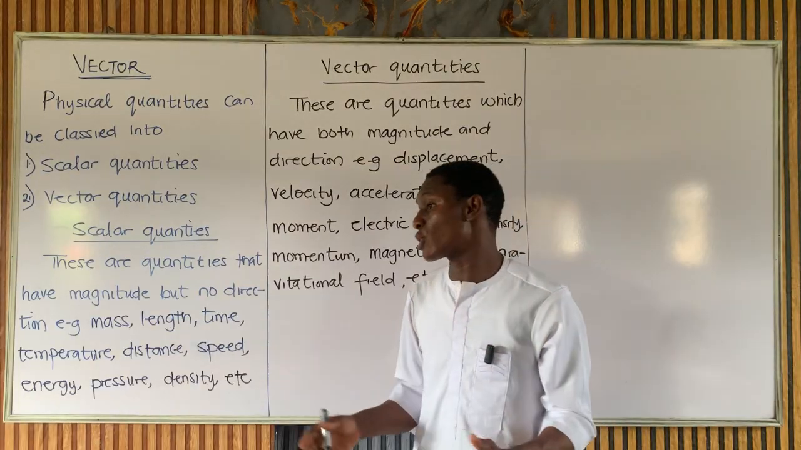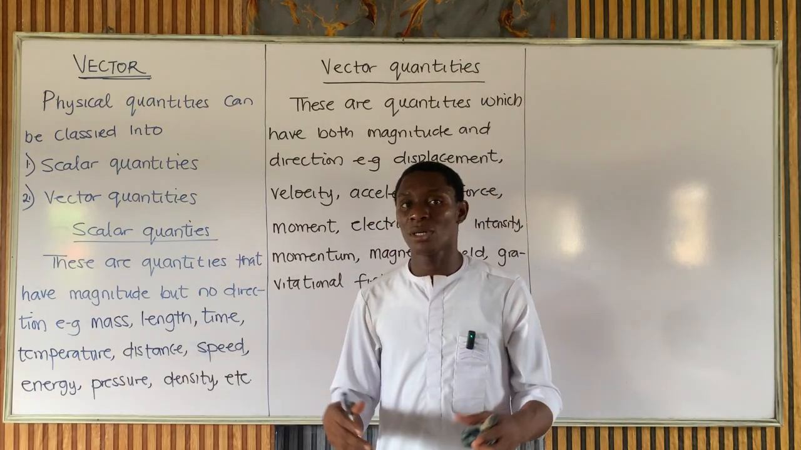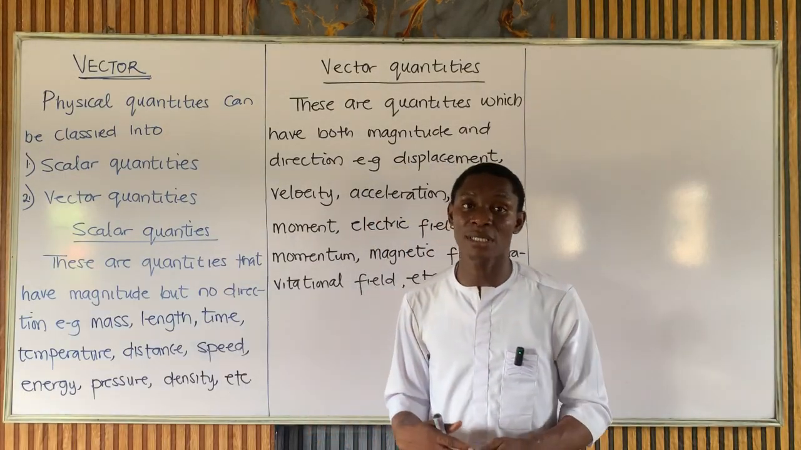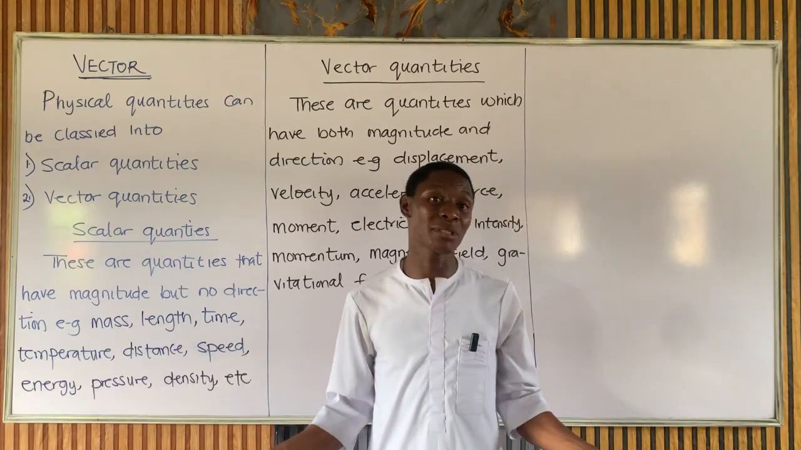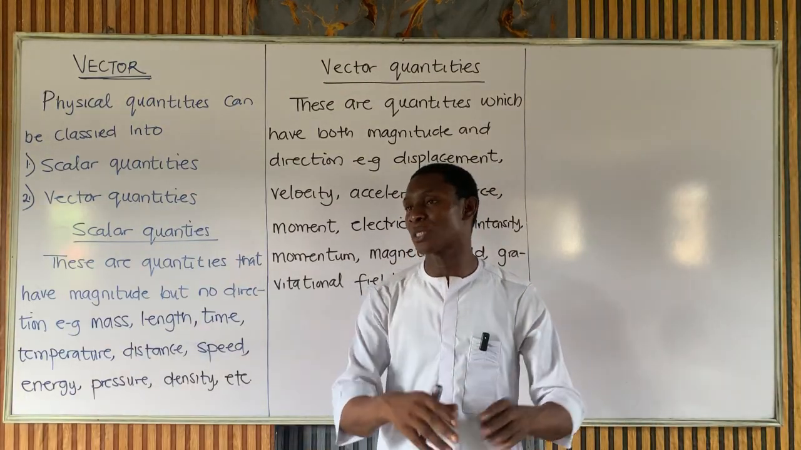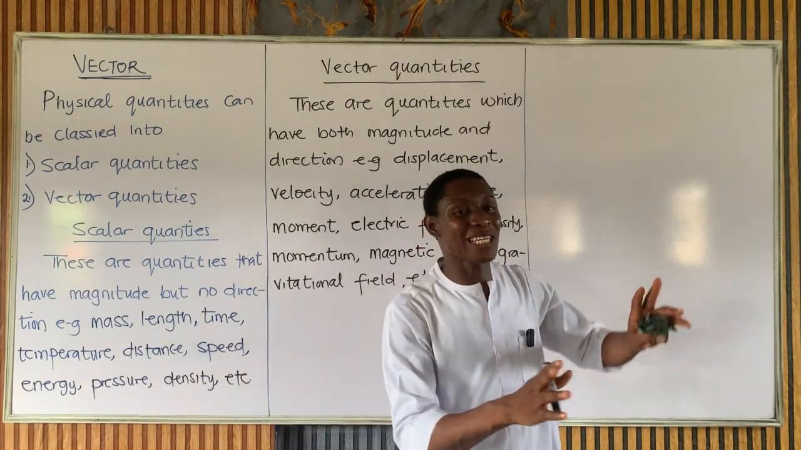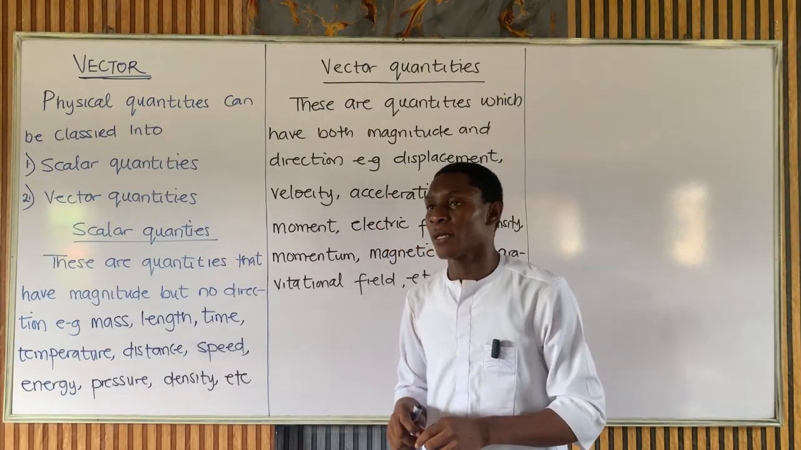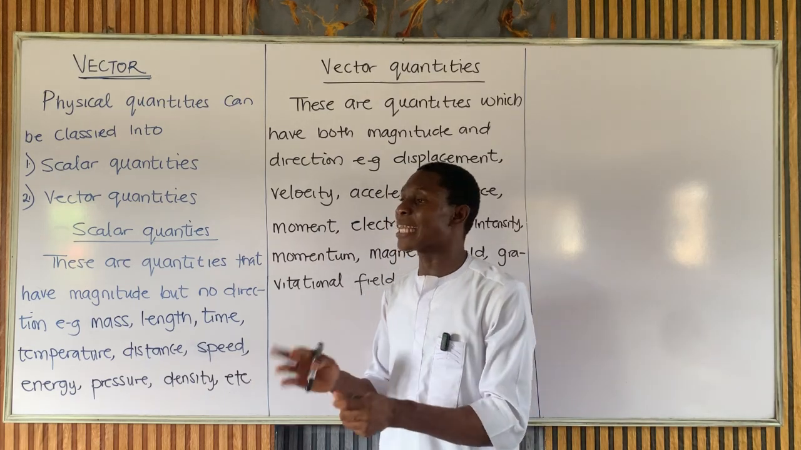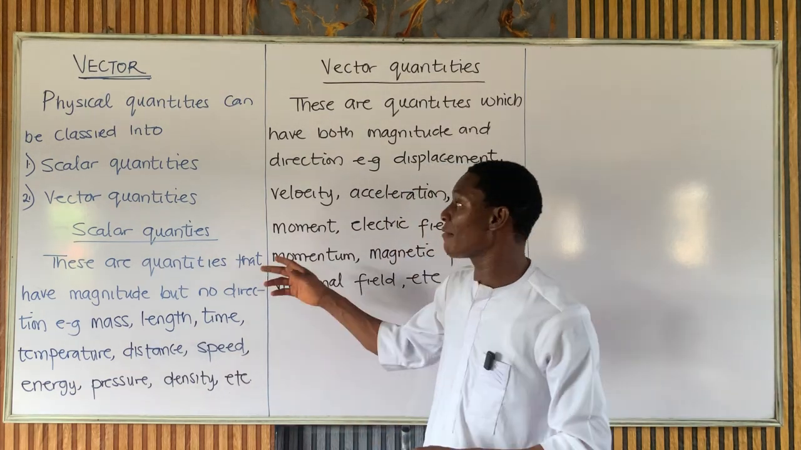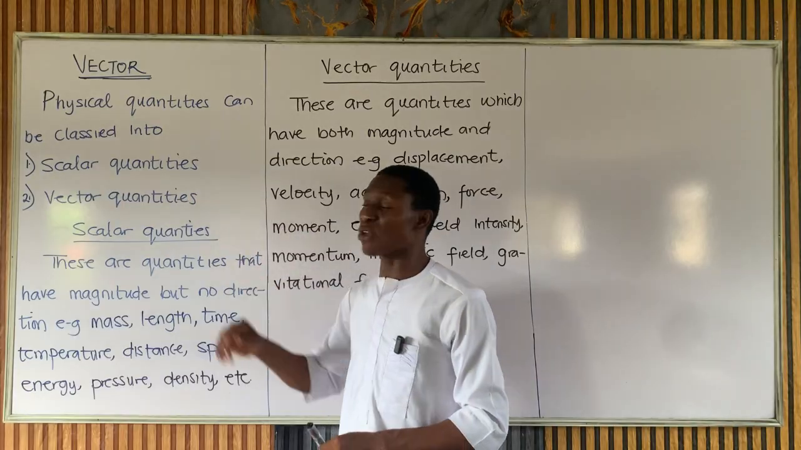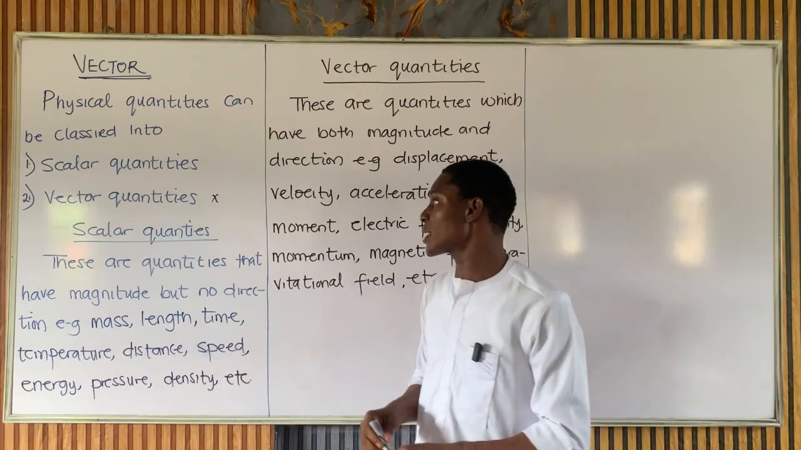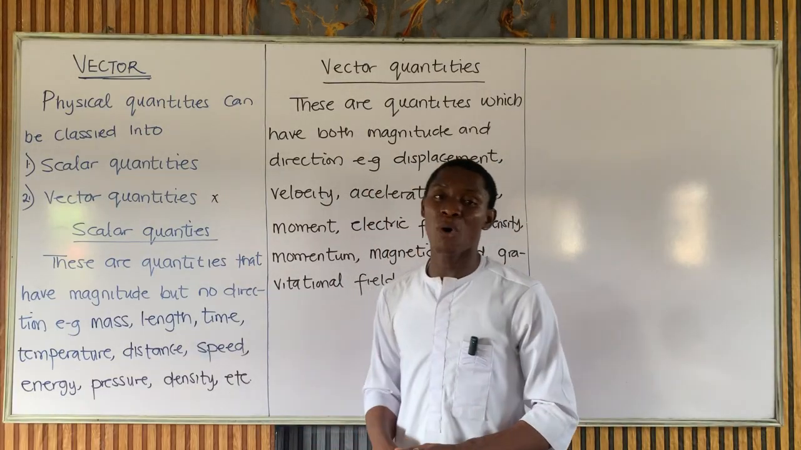There are other ways to classify physical quantities, such as fundamental quantities and derived quantities, and dimensional quantities and non-dimensional quantities. But all of those other classifications are not what we are considering. We are classifying physical quantities based on the quantities that have direction and that which do not have direction. And so we have scalar quantities and vector quantities. Though this is what we want to basically consider today, it's important to talk about scalar quantities as well.